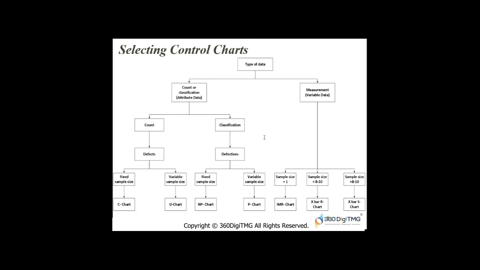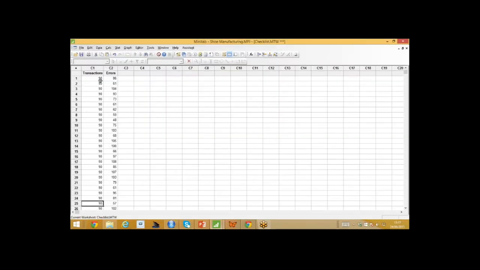So let us go back to the magic shoe manufacturing. Daily you pick up 30 and you try to identify the errors within that. Hey, here there are 90 shoes and how can there be 104 defects, errors?